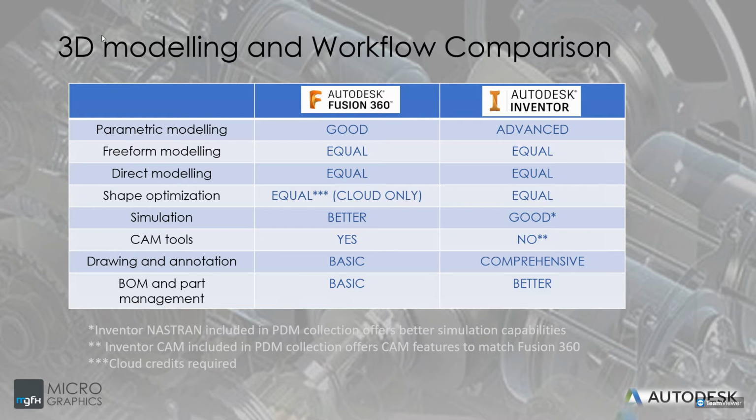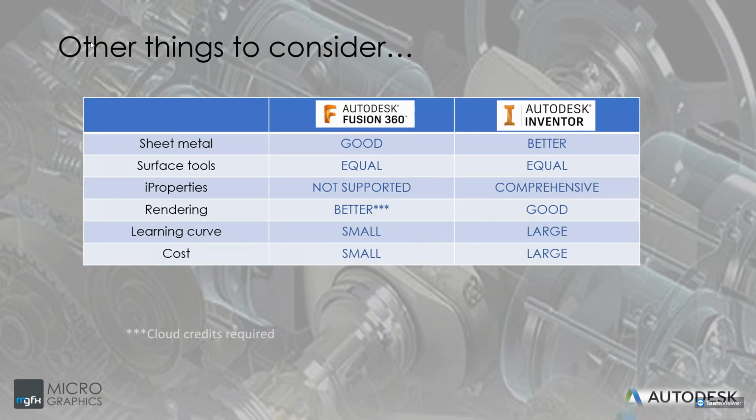Okay, and the last one we can see is BOM and part management. Again, very basic. You can at most get a parts list in your drawing from Fusion 360, but you can manage your entire bill of materials in Inventor. Okay, other things to consider is that both can do sheet metal, but of course Inventor is better since it is a more comprehensive tool. Plus, if you use it with, like we said, iLogic or any of the other parametric tools that Inventor has, it just becomes that much better.